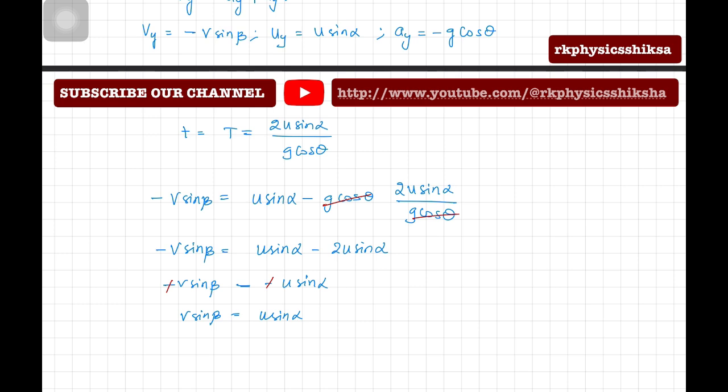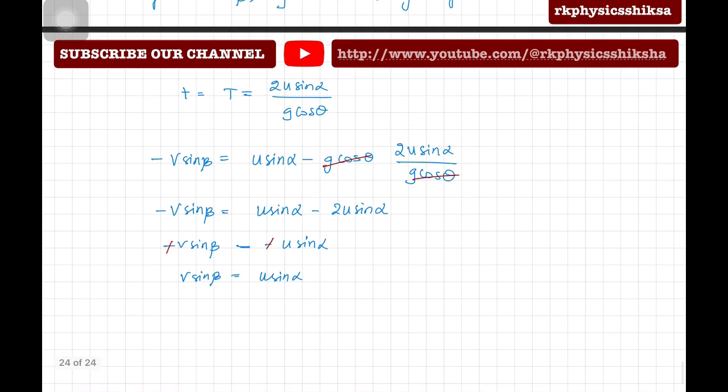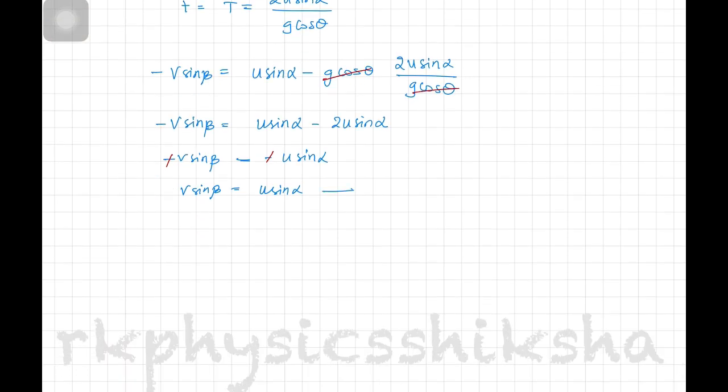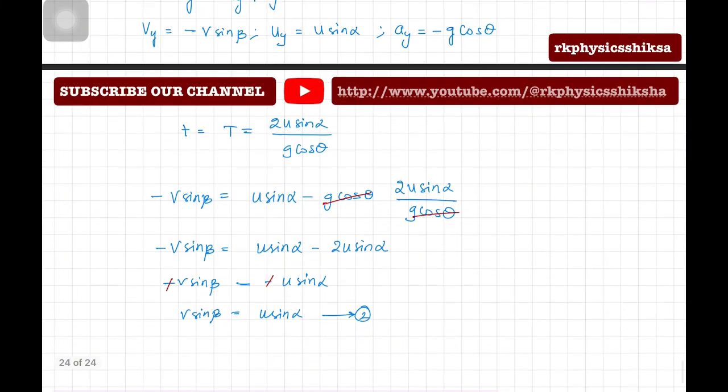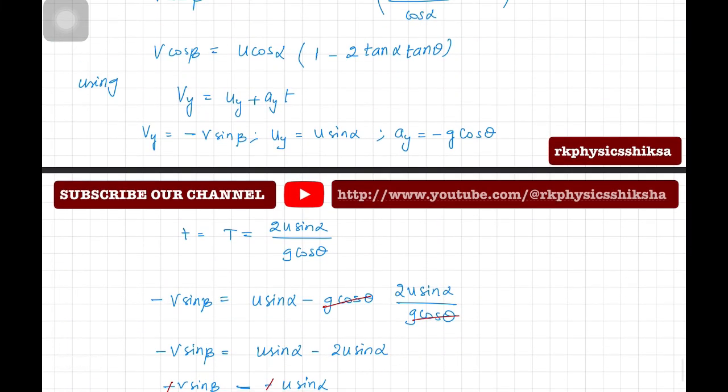So these are the values of the x component of velocity as well as the y component of velocity. And at the point of striking the ground, what will be the angle? The angle will be how much? So the angle at striking the ground is, let this be equation number 2, and take the Vx value as equation number 1.